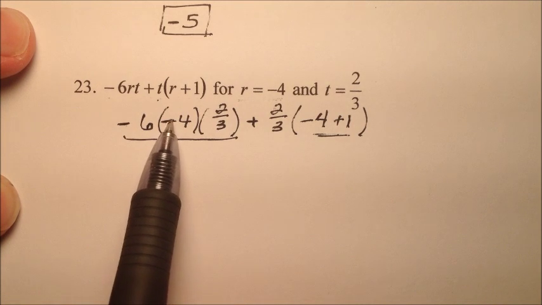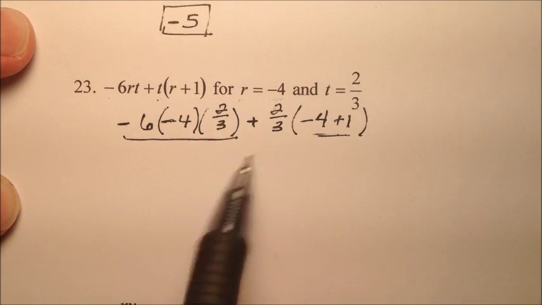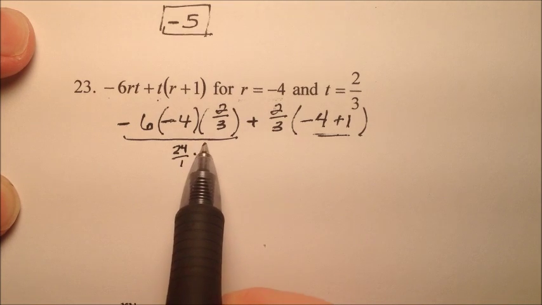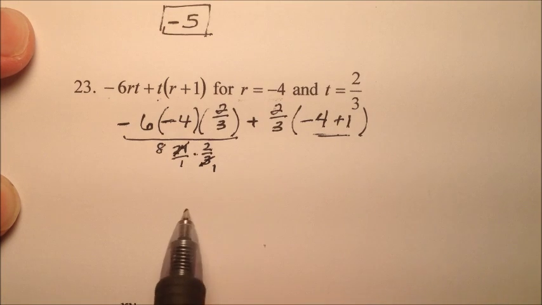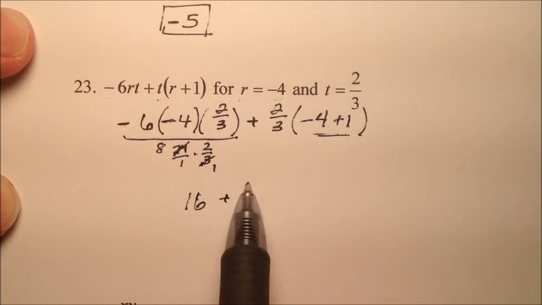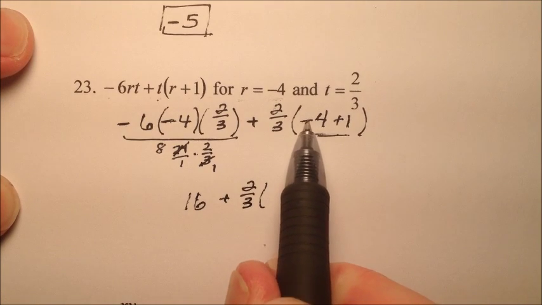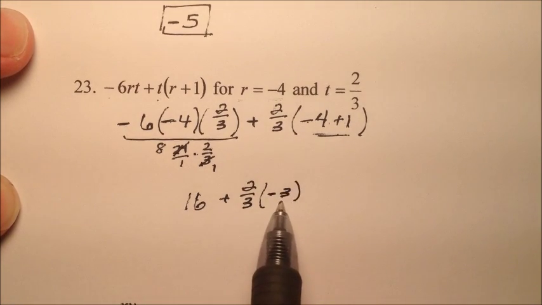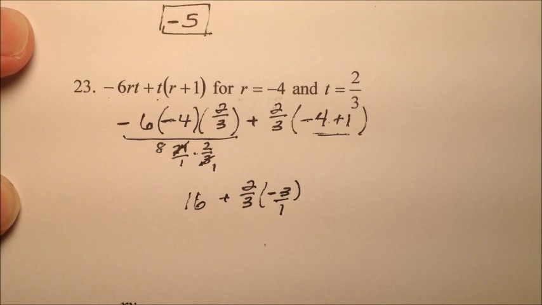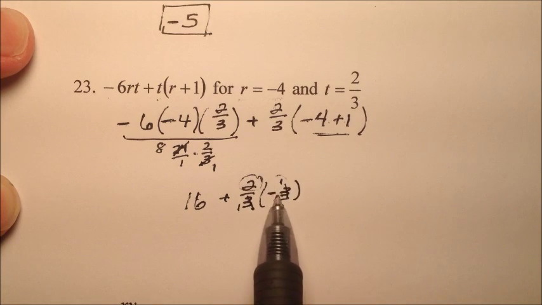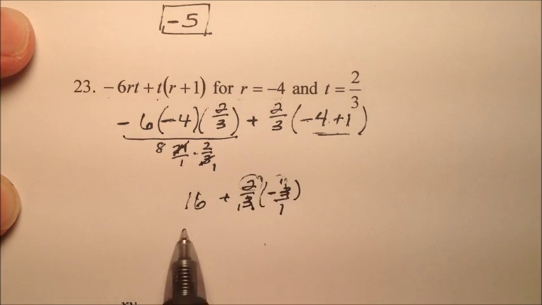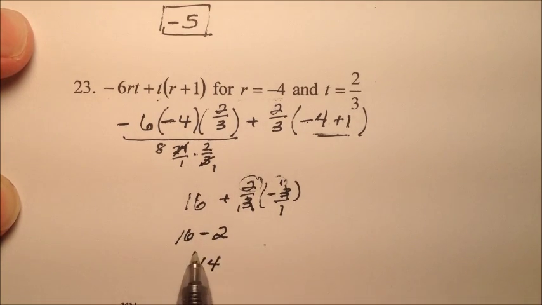So negative 6 times negative 4 is positive 24, and then 24 over 1 you could say times 2/3. Well, I see I have some stuff that's going to cancel, and 8 times 2 is 16, plus the 2/3 times negative 4 plus 1 is negative 3, but I can put that over 1 if you like, since we have fractions going on here. My 3's are going to cancel. I'm left with 2 and a negative 1. So 2 times negative 1 is going to be a negative 2, and 16 minus 2 will be 14. So the answer to number 23 is 14.